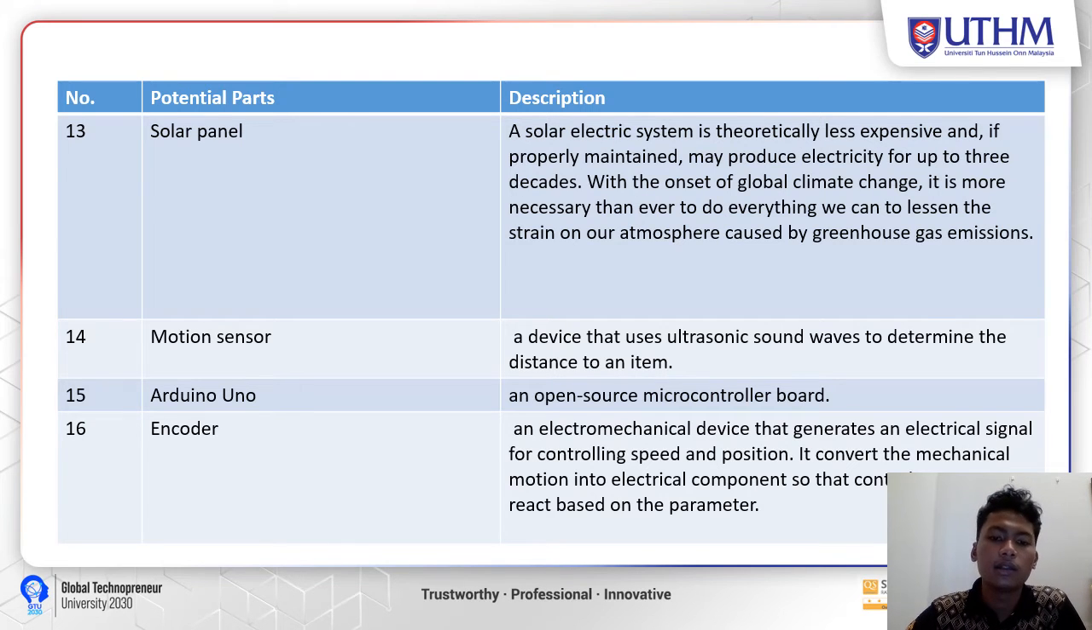Motion sensor, a device that uses ultrasonic sound waves to determine the distance of an item. In this project, the parameter being used is the height of each floor. Arduino Uno is an open source microcontroller board that in this project will function as the brain of this automated system. Encoder is an electromechanical device that generates electrical signals for controlling speed and position.